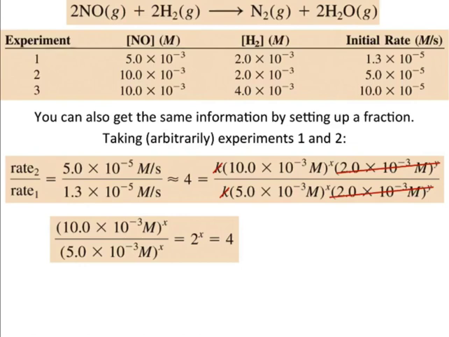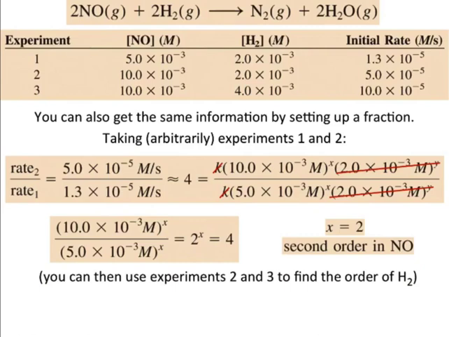We have concentration of 1 to the X, and now if you look at this, 10 divided by 5 is 2, and mathematic rules say you can just reduce this to just 2 to the X. Well, 2 to the X equals 4, solve for X. Turns out X is going to be 2. And this is second order in nitric oxide. Right? And then from there, you can use experiments 2 and 3 and do the same process again to find the order of hydrogen gas.